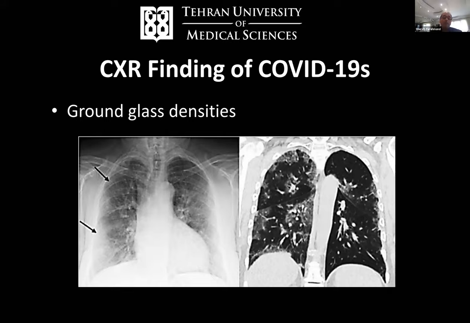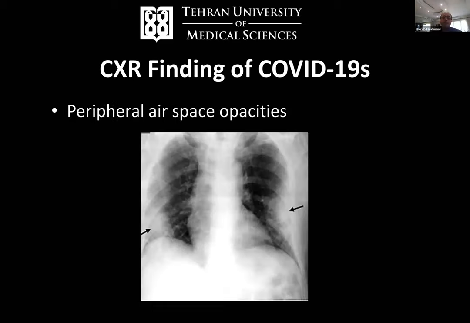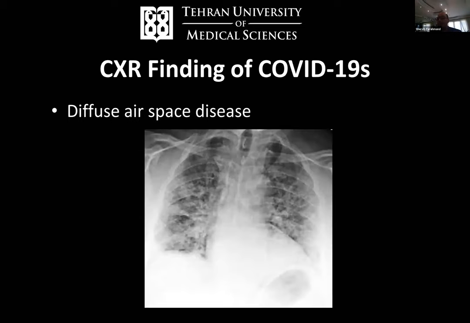Another common finding in chest X-ray is bilateral lower lobes consolidation. Consolidation is not common in CT scan, but it is one of the most common findings in chest X-ray. And finally, other findings which are not as common as the previous ones are peripheral airspace opacities or diffuse airspace disease.